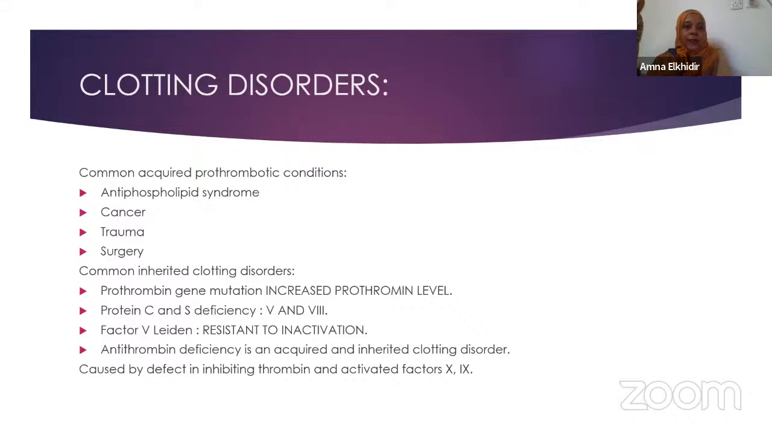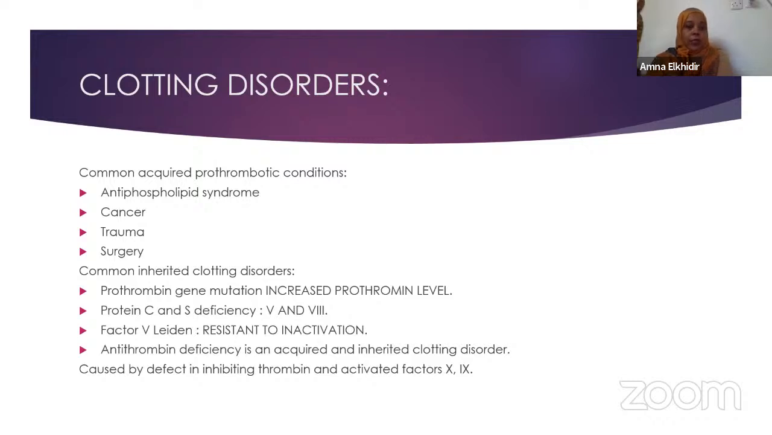Clotting disorders. Common acquired prothrombotic conditions are, for example, antiphospholipid syndrome, cancer, trauma, or surgery. The inherited protein disorders, for example, are prothrombin gene mutations. When there is a mutation in the prothrombin gene, we have an increased prothrombin level. This leads to an increased hypercoagulable state.